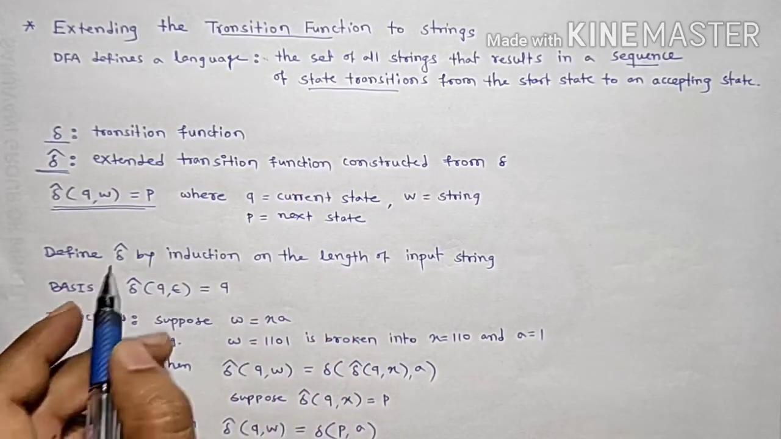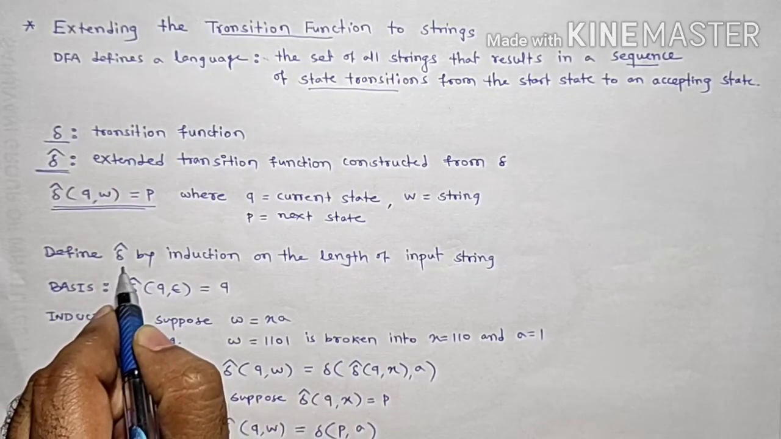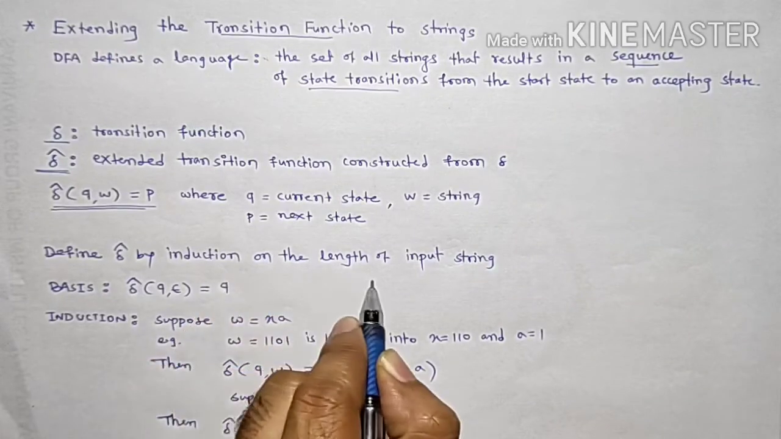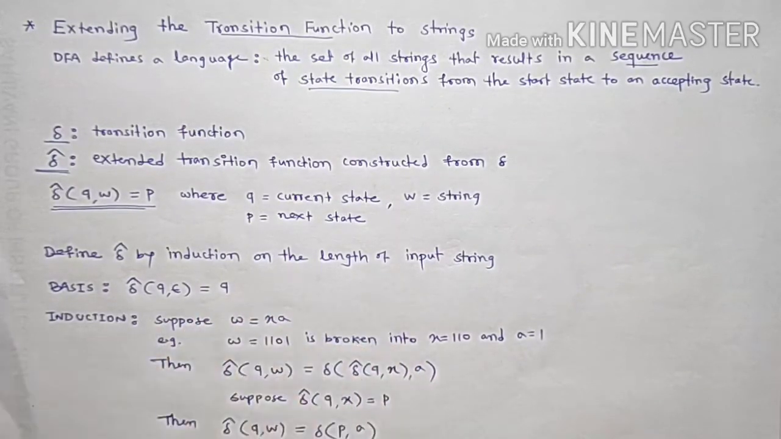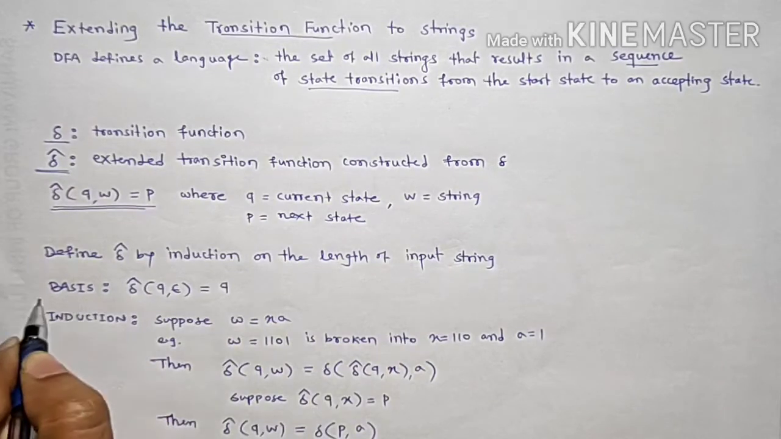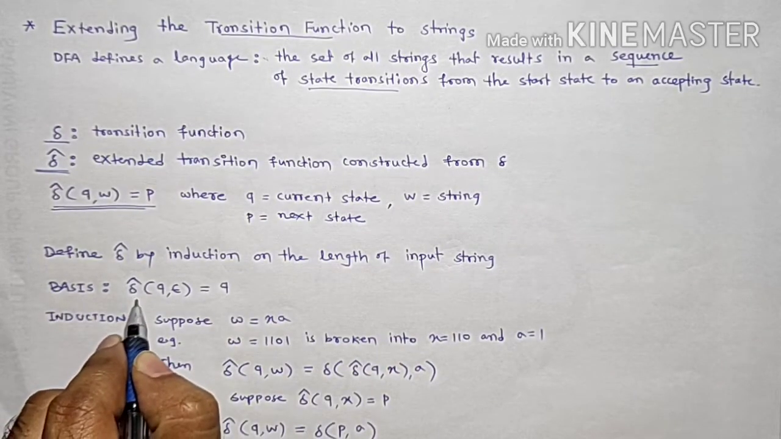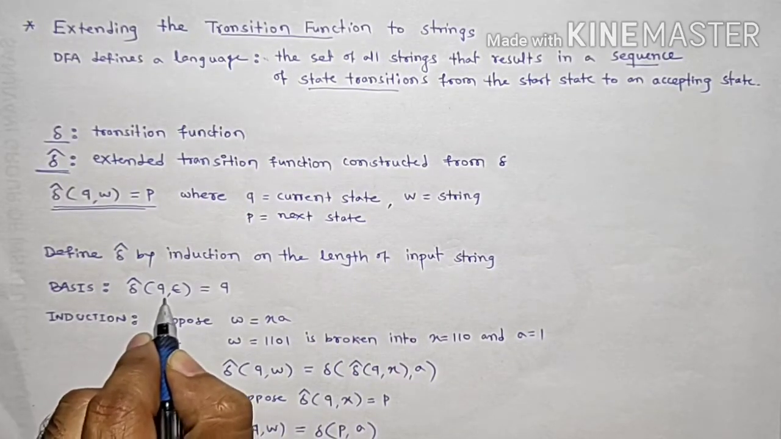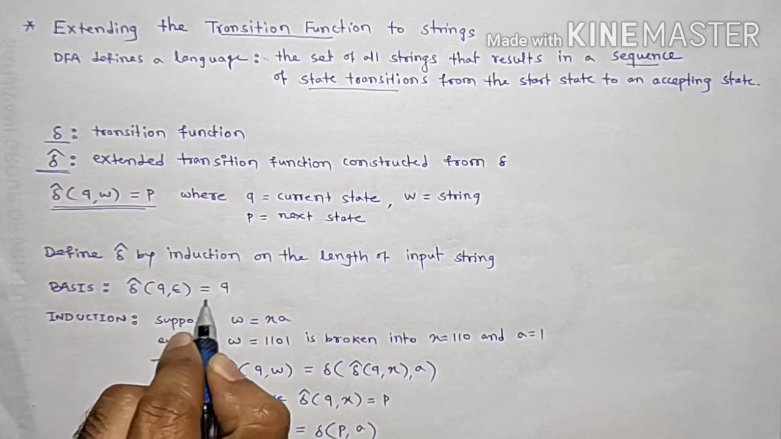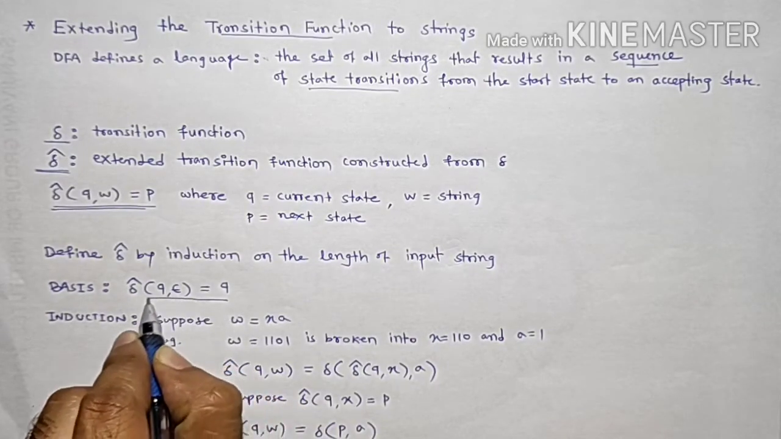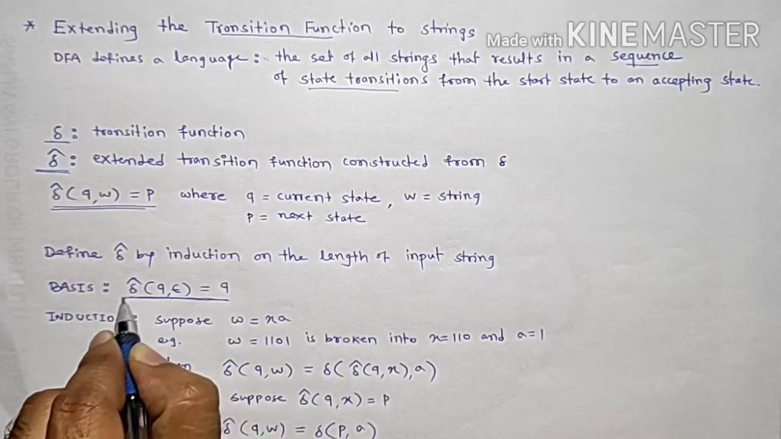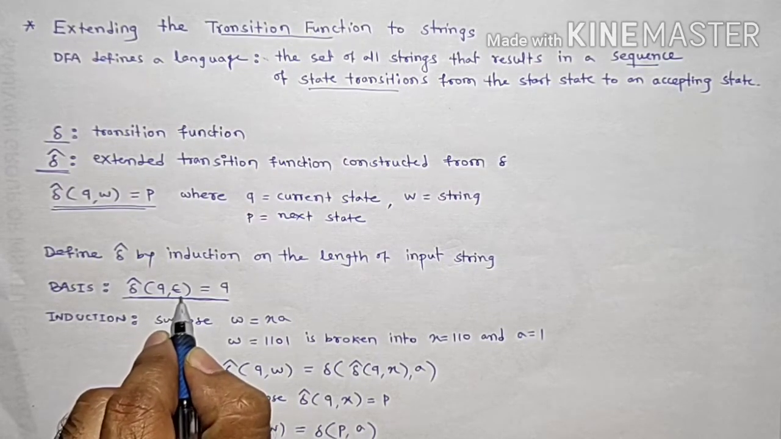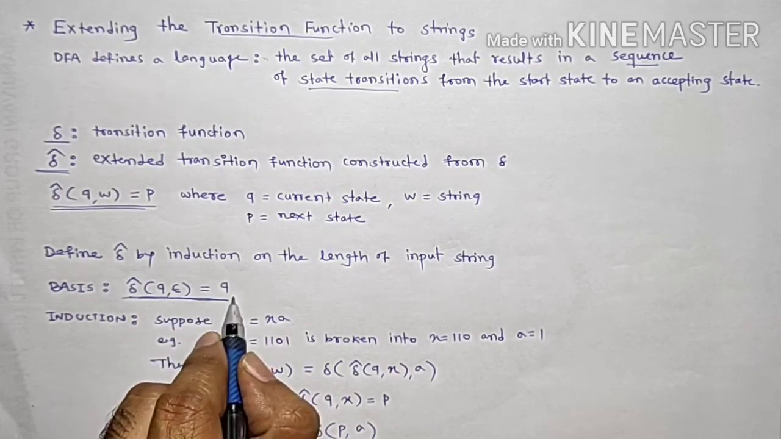Now we'll further define the extended transition function delta cap by induction on the length of the input string. So the basis of that induction is the string of zero length. The extended transition function of q on epsilon is equal to q, the same state. So the transition from the state q on the string of zero length results in the same state.